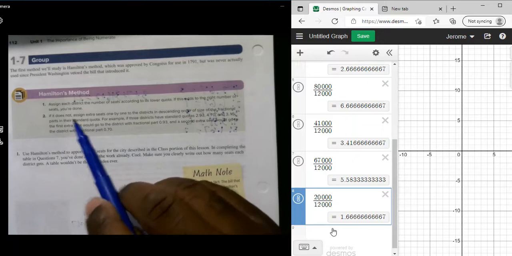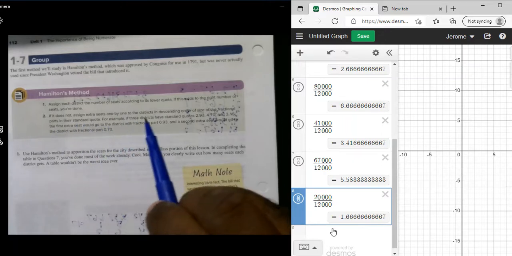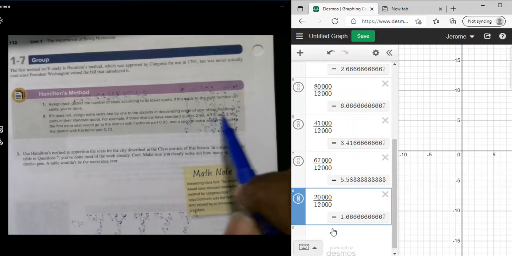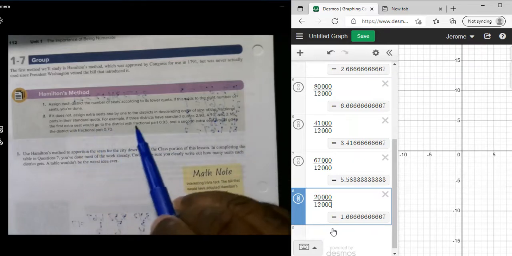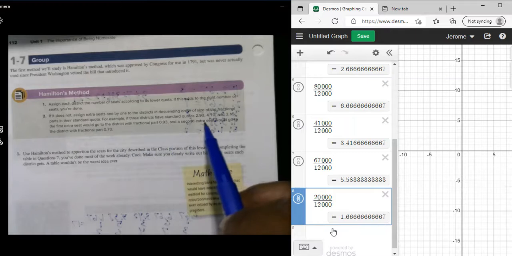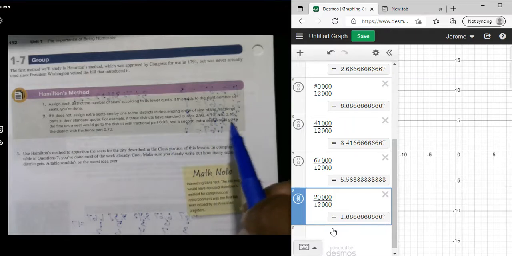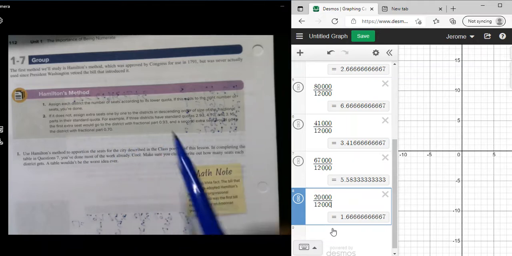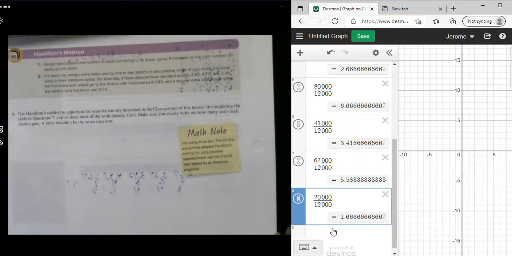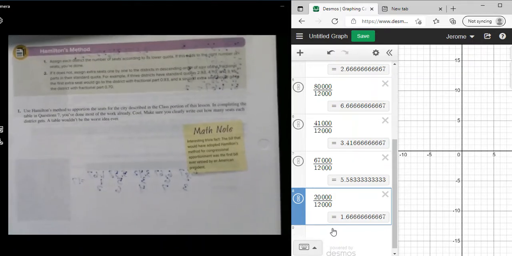If it does not, assign extra seats one by one to the districts in descending order of size of the fractional parts and their standard quota. For example, if 3 districts have standard quotas 2.93, 4.70, and 3.15, the first extra seat will go to the district with fractional part 0.93, and the second extra seat will go to the district with fractional part 0.70. Okay, we're going to get into that with this problem here.